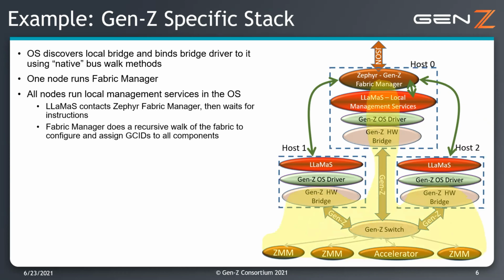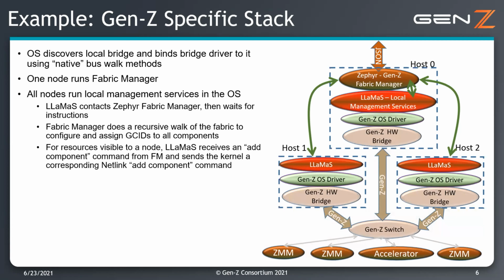The Fabric Manager, when it starts up, is going to use the bridge hardware and the kernel subsystem services to do a recursive walk of the Gen Z fabric and discover all the components that are out there. And it sets identification information, including something called a GSID, a global component ID, in each of those components. It sets up routing tables and does all the fabric initialization that's necessary to allow communication to happen.